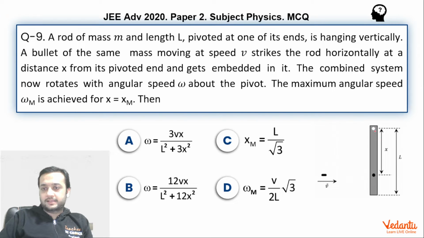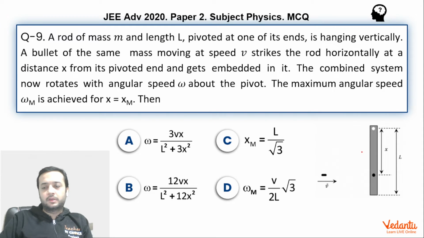A rod of mass m is hinged about its top point. A particle of the same mass strikes the rod at a distance x below the top point, and the particle sticks after collision. We have to find the angular velocity acquired by the system after collision as a function of x. We also need to find the value of x such that the angular velocity becomes maximum, and we have to find that maximum angular velocity as well.